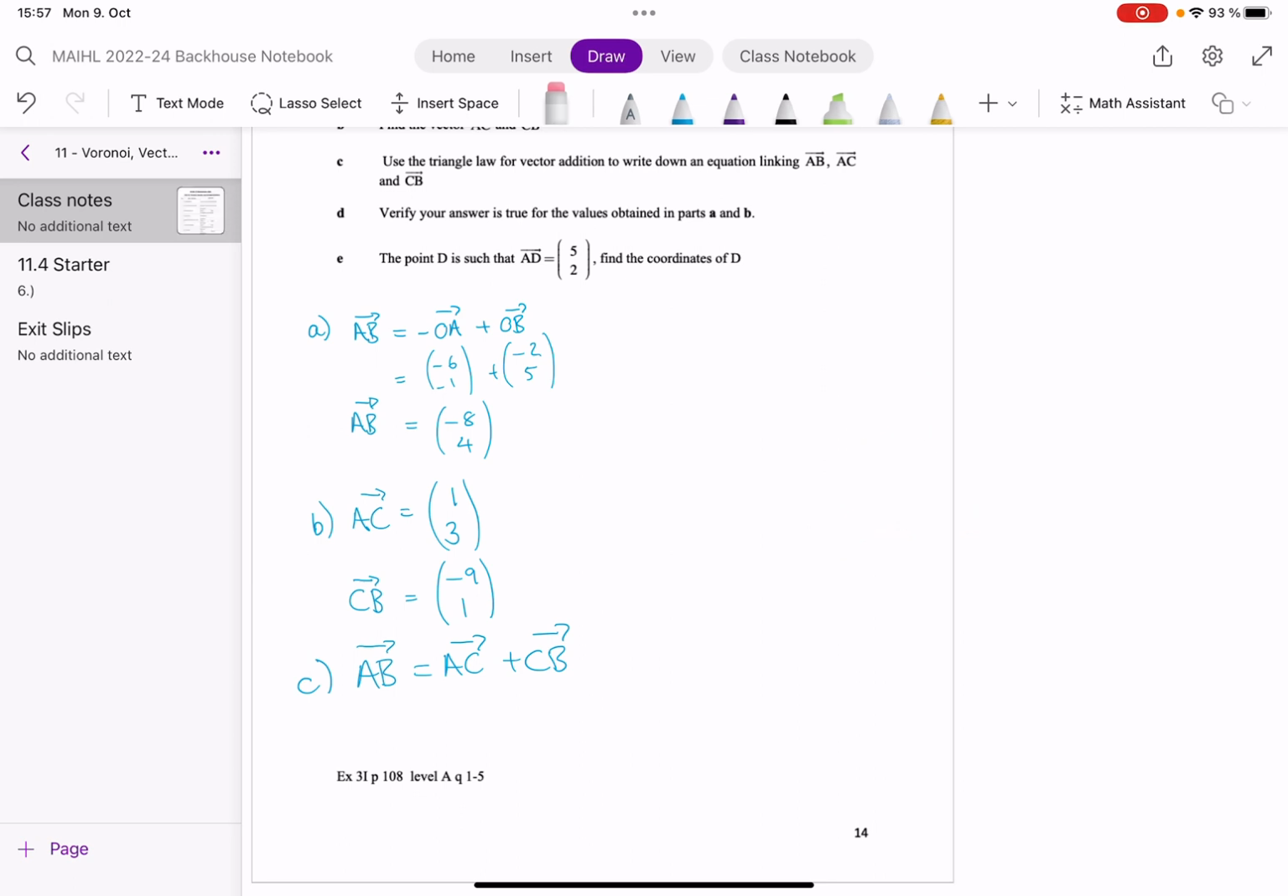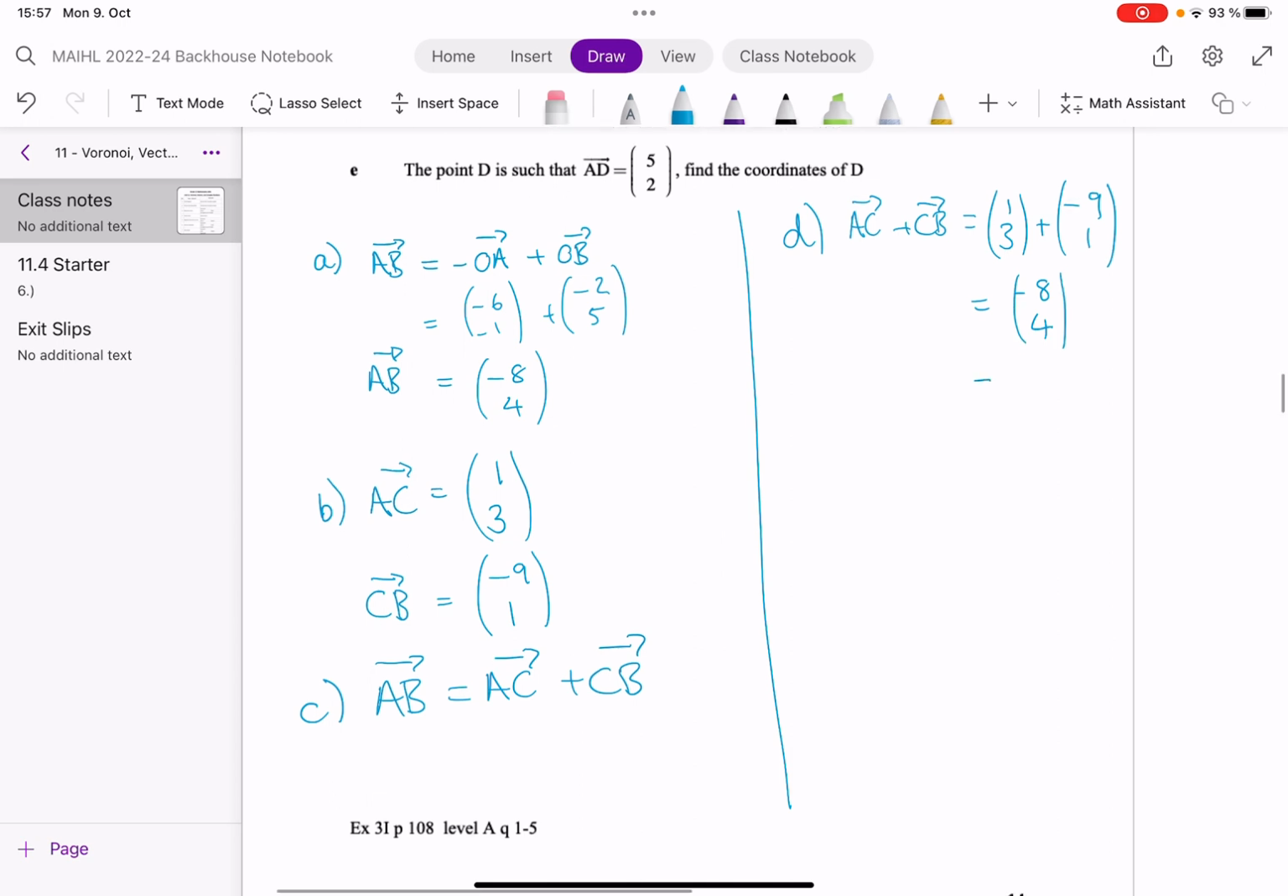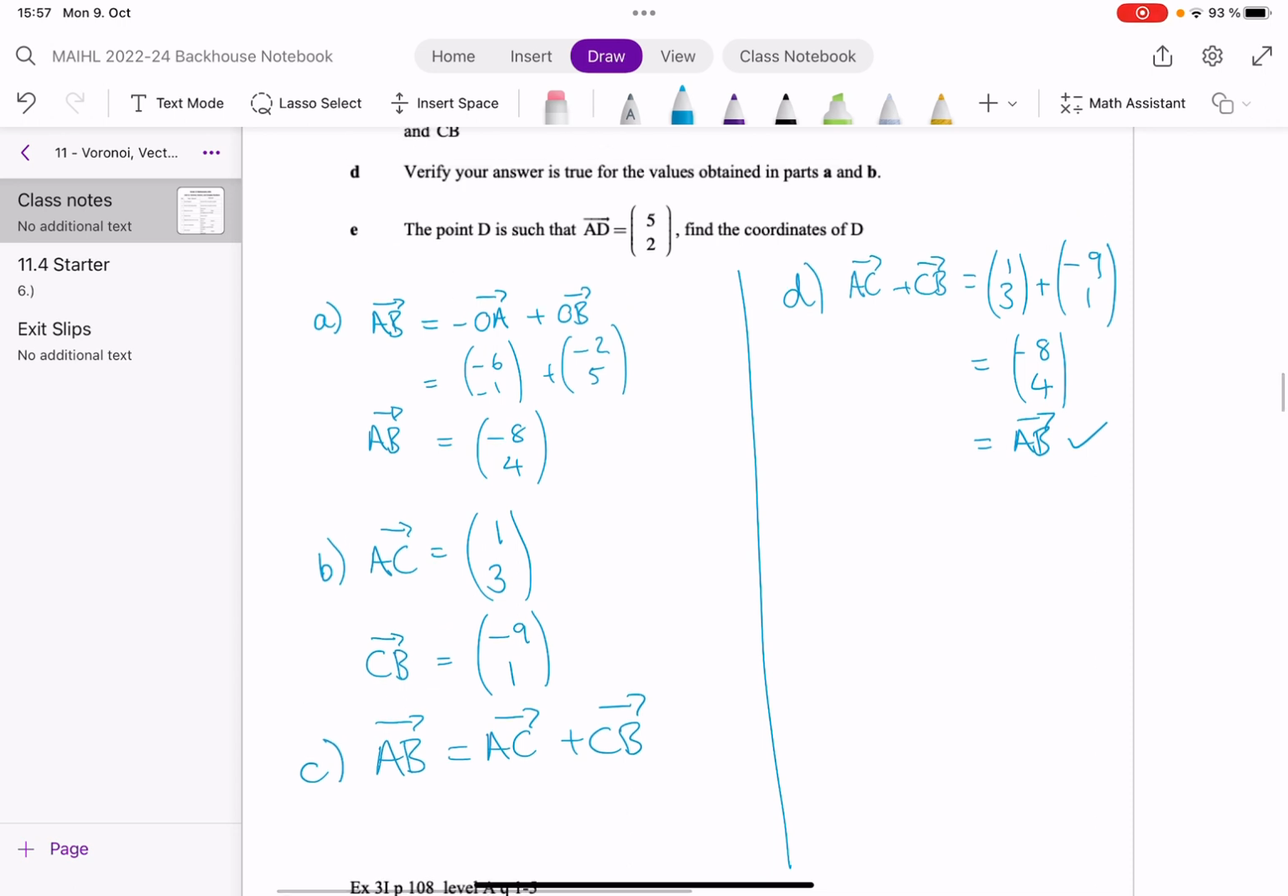And the next part of this question lets us check that. So part D says verify your answer is true. So let's make sure this works for our values. AC plus CB, I found those both in part B, (1, 3) and (-9, 1). If I add them together, I get (-8, 4), and I can see in part A, that was my answer to AB. Good, that's checked that works.